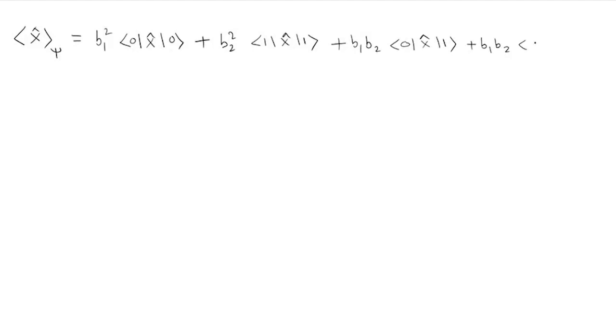You will have b1 square because these are real. These b1, b2 are real. I can say this is this much, plus b2 square this much, plus there is a b1 b2 ⟨0|x|1⟩, plus b1 b2 ⟨1|x|0⟩.